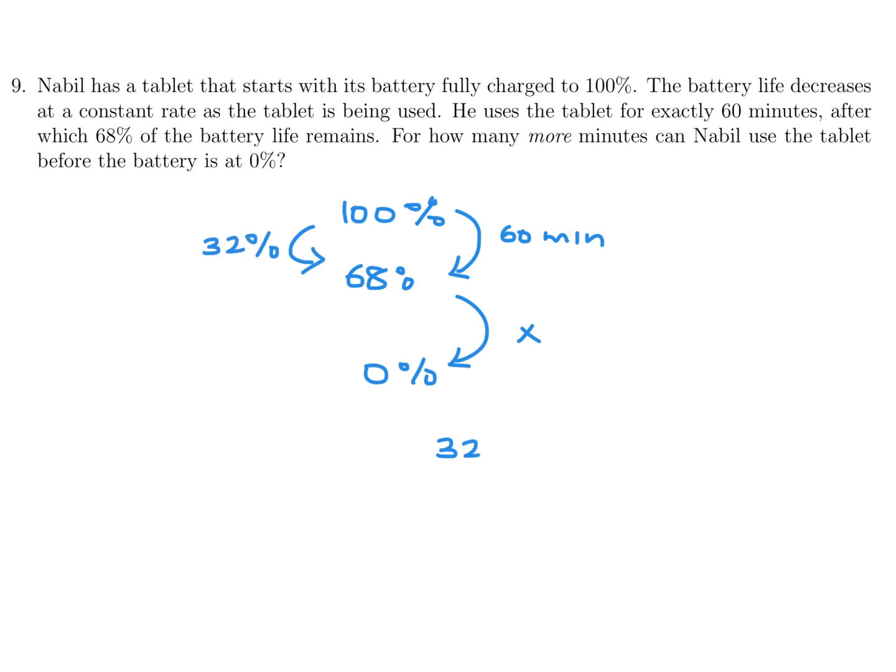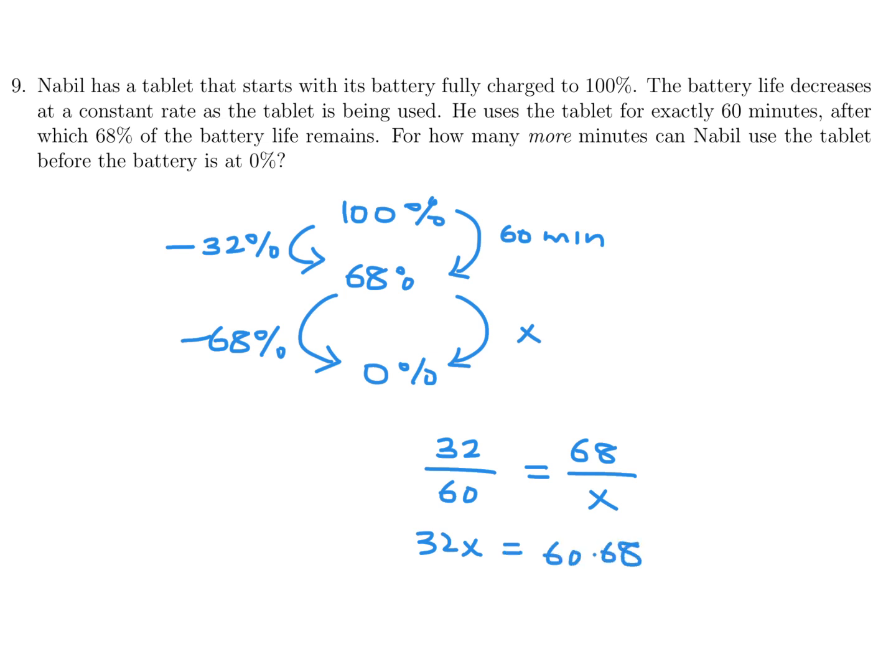Right? And that took 60 minutes. So we want to go now from 68 to 0, so we want to go another 68%, and we want to know how many minutes is that. So that's basically the comparison, and that would be 32x is 60 times 68, and therefore x, when you do this math, is 127.5, and I believe that's minutes.